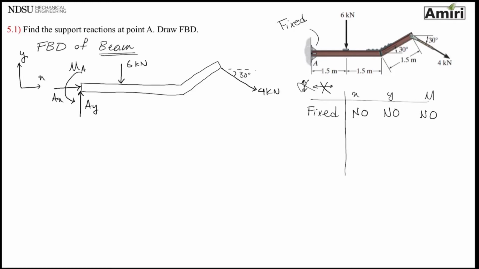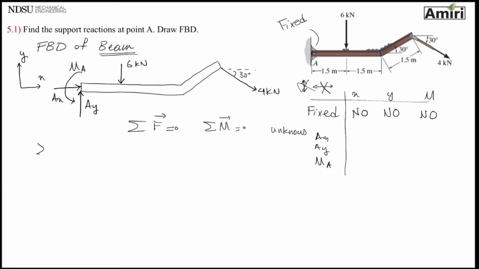Step two is to apply the equations of equilibrium, which are sigma F and sigma moment about any point is 0, about any point you want. So first let me see how many unknowns I have here. Unknowns, I have AX, AY, and MA. So these are my three unknowns, and I think I can get three equations. So I need at least three equations.